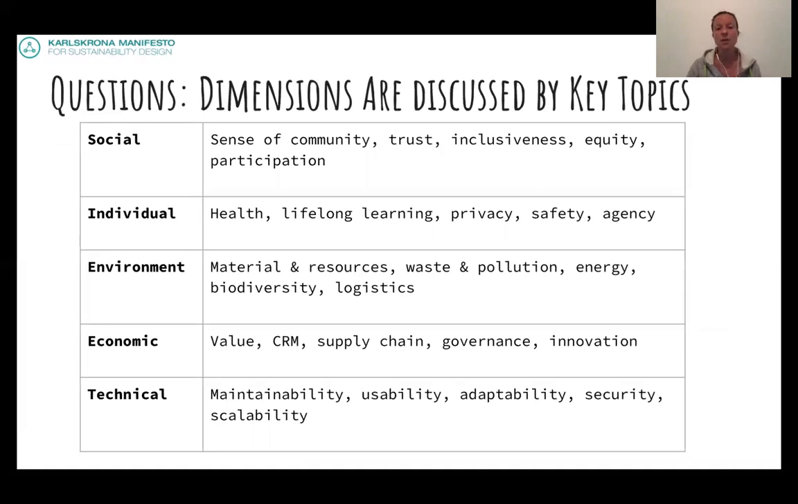So in the social area, we have a sense of community, we have trust, we have inclusiveness, equity, and participation as topics. That means that in order to explore what social sustainability means for the system under discussion, or how that system under discussion is going to impact social sustainability, we're going to ask questions about these 5 topics, about sense of community, trust, inclusiveness, equity, and participation.